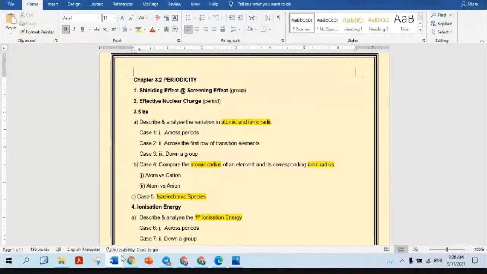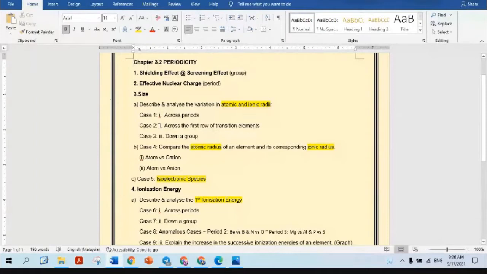Okay, so just now we have done the explanation about shielding effects, effective nuclear charge, and the size across period, the size of an atom across period, first row of transition elements, and the size of the element going down a group, and comparing the atomic radius of an element and its corresponding ionic radius, meaning atom versus cation, atom versus ion, and isoelectronic species. So all the cases 1, 2, 3, 4, 5 are all about size. Here, cases B and C are about the ionic radius.